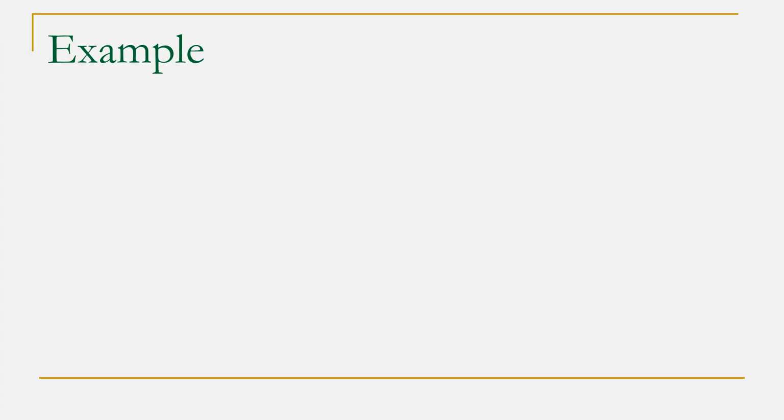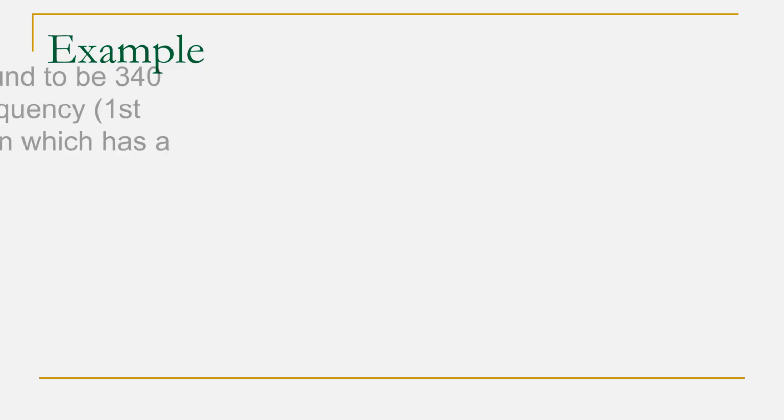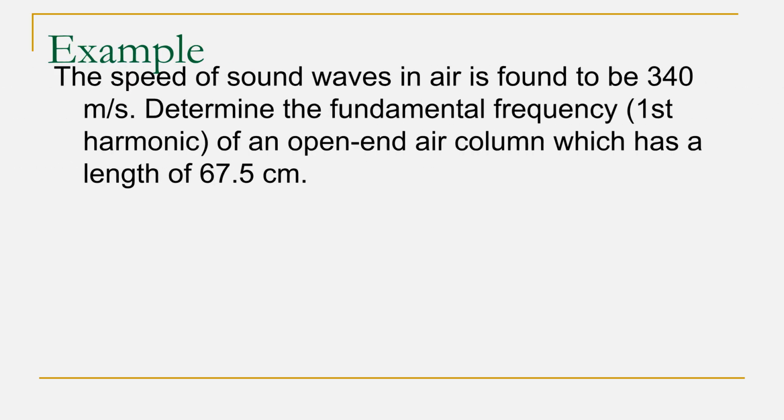Let's work through an example. Given the speed of sound in air is 340 meters per second, we determine the fundamental frequency of an open-end air column with a length of 67.5 centimeters. Using the formula, we find the frequency to be 251.85 Hz.